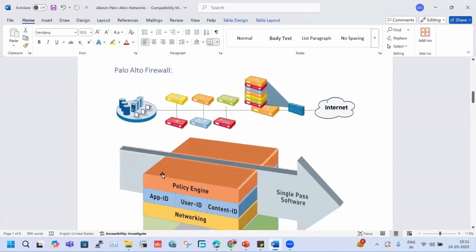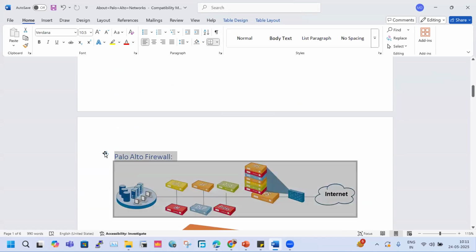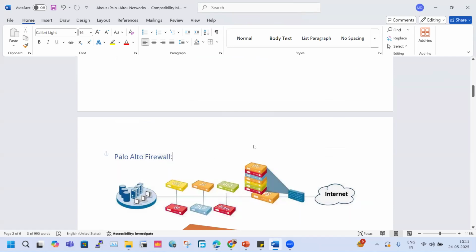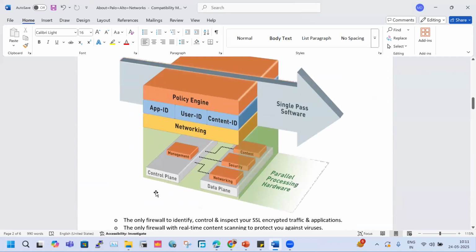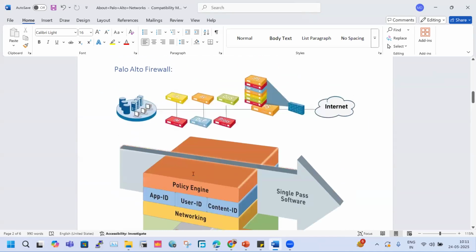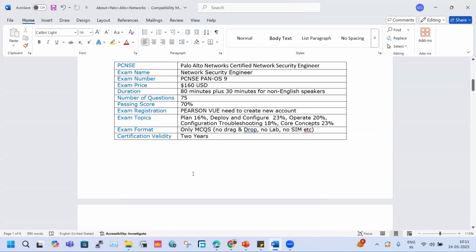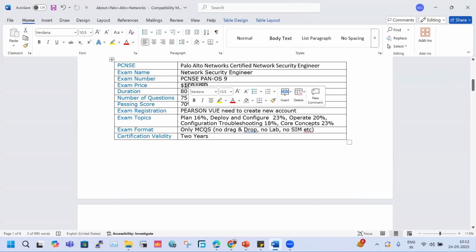So guys, first of all, we will discuss the Palo Alto firewall hardware architecture, right? How does the Palo Alto hardware architecture work? So first of all, what is the examination fee of PCNSC? The certification fee is approximately $160 US. It varies, and sometimes it goes beyond.